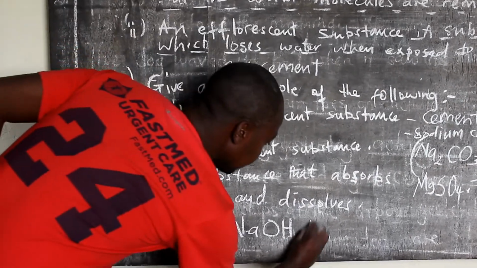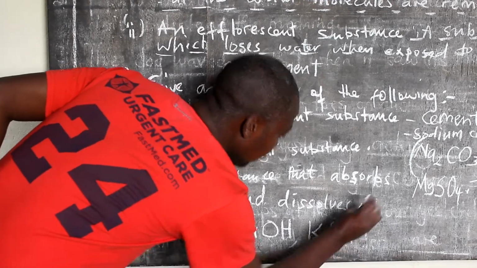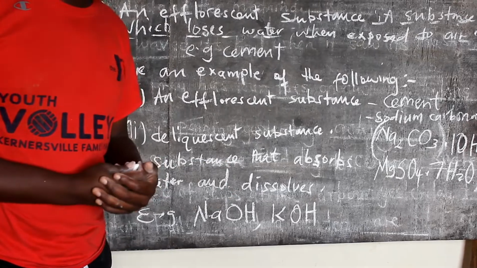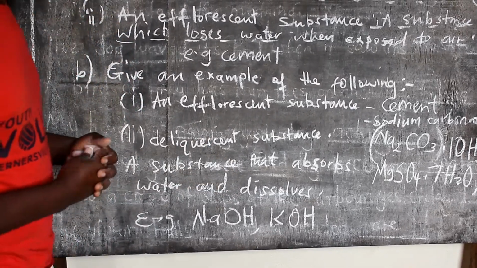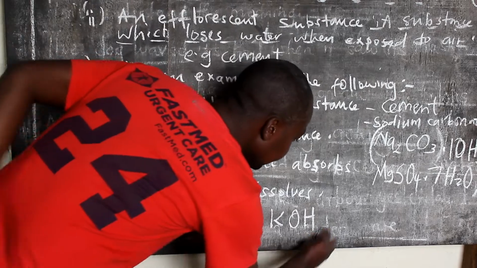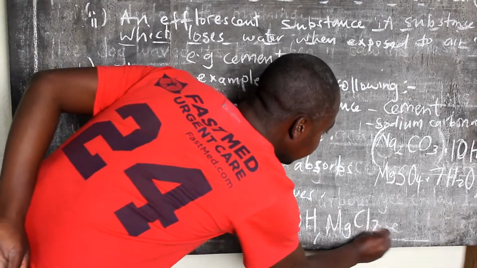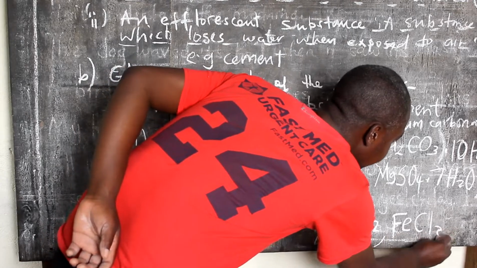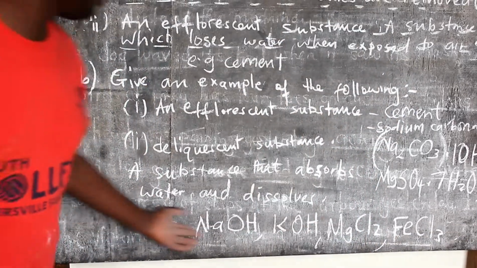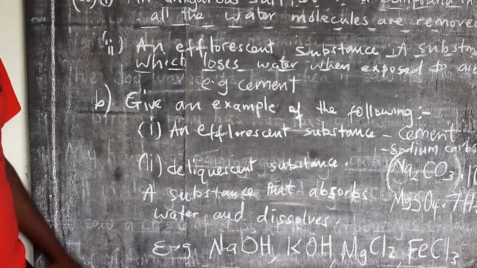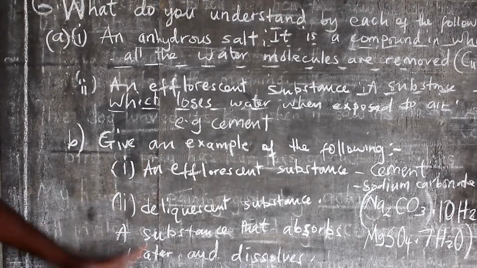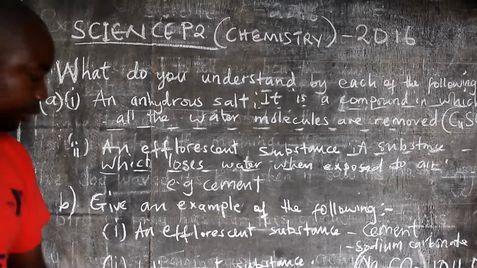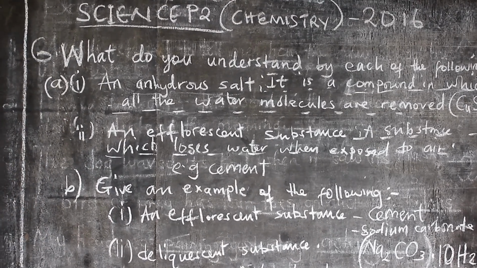Then potassium hydroxide is another example. Other examples I can give you, we have magnesium chloride and iron 3 chloride. Okay, just to mention a few. These are some of the examples of deliquescent substances. Substances that can absorb water and also dissolve in the same water which they've absorbed.